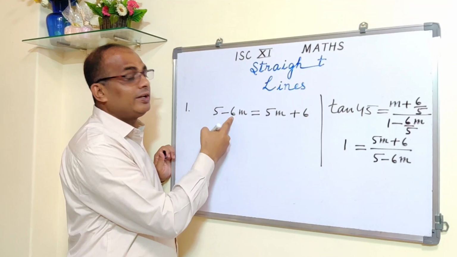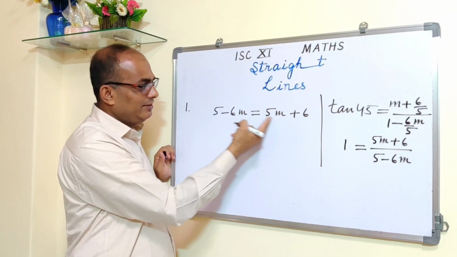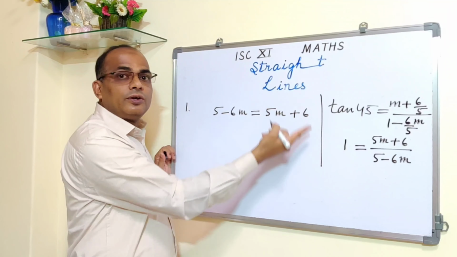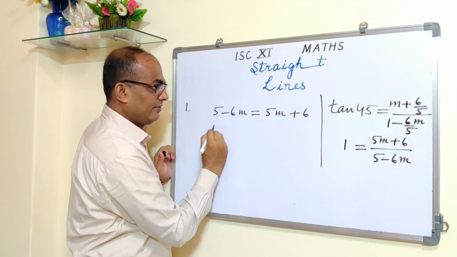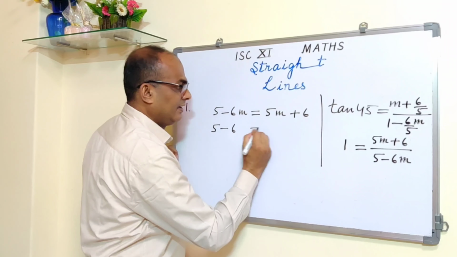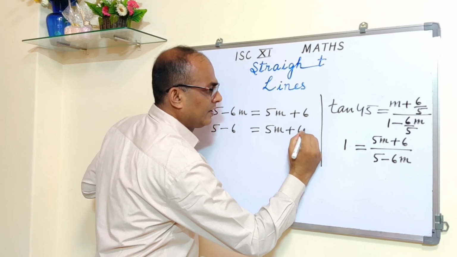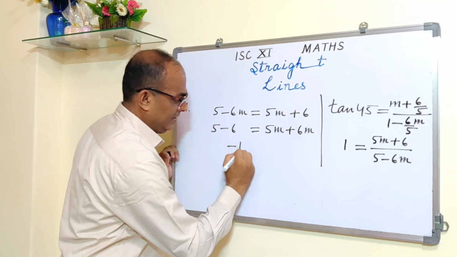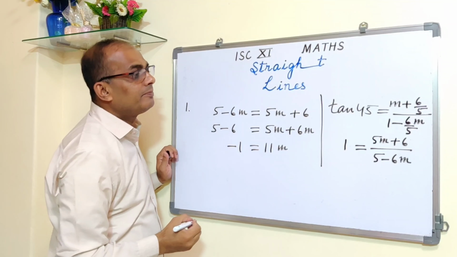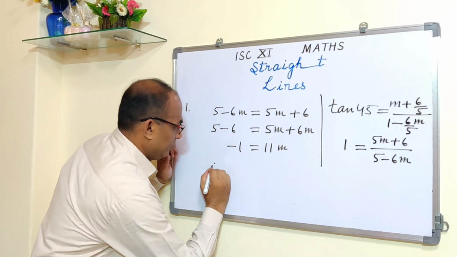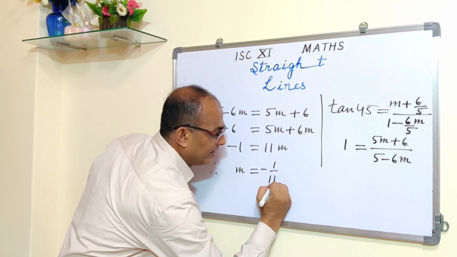You can transpose minus 6m from the left hand side to the right hand side and bring the 6 to this side, or you can bring this m this side and take 5 to the right hand side. It is up to you. So I am bringing 6 on the left hand side. So 5 minus 6 is equal to 5m plus 6m. This is minus 1 is equal to 11m. So from here we are getting m is equal to minus 1 upon 11.